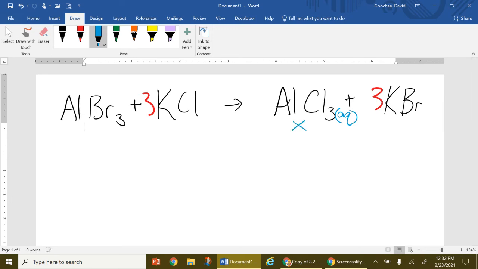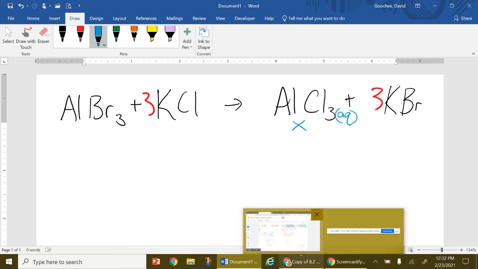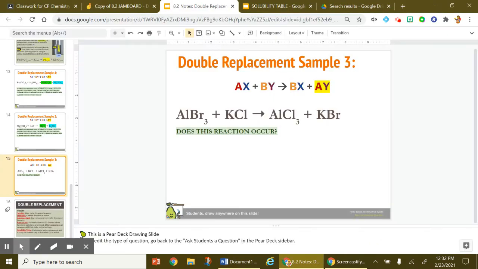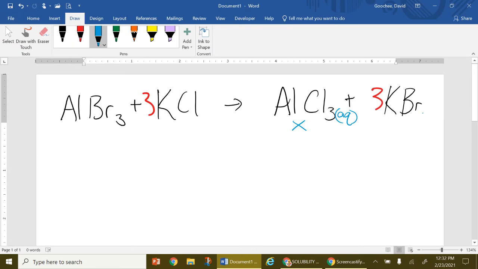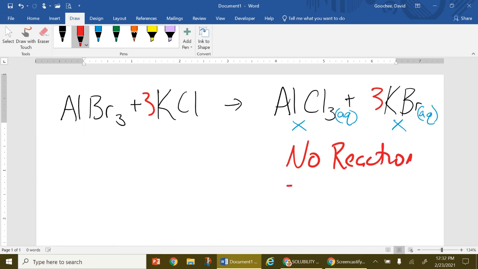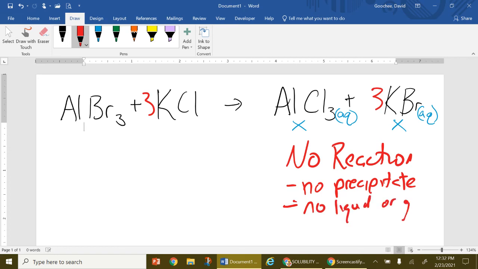How about potassium bromide, KBr? Let's look. Potassium bromide is also aqueous. So neither of these products results in a substance that is insoluble in water. So in this case, we would just write no reaction. Why? Because there's no precipitate formed, no solid formed, all right? No liquid or gas either.